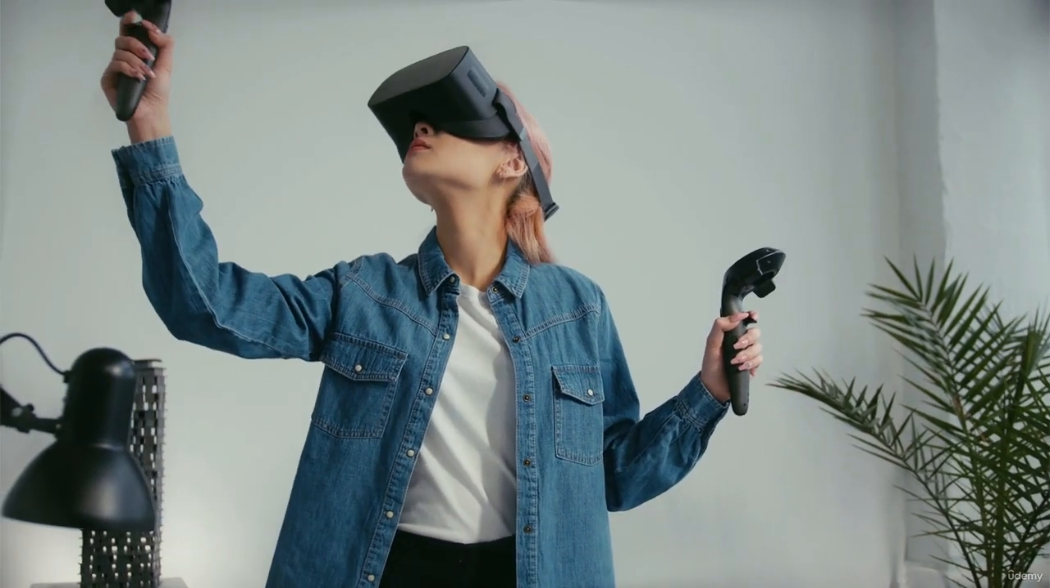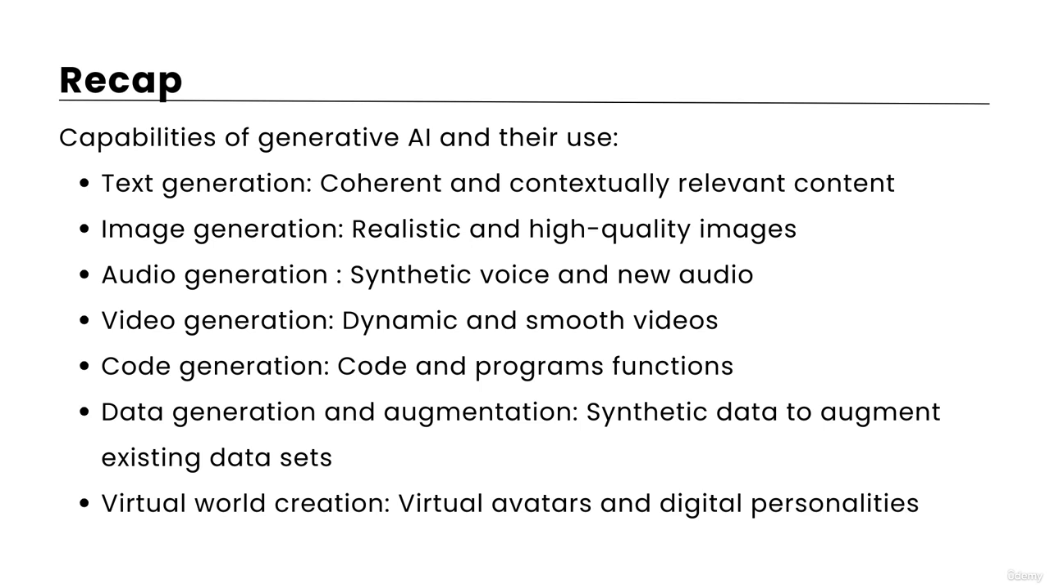In this video, you learned about some of the capabilities of generative AI models and their uses in the real world. Generative AI can create coherent and contextually relevant content and generate realistic, high-quality images, synthesize voice, new audio, and even dynamic videos. And generative AI models can generate and complete code and synthesize new data to augment existing datasets. Generative AI models are also capable of creating highly realistic and complex virtual worlds, including virtual avatars and digital personalities.